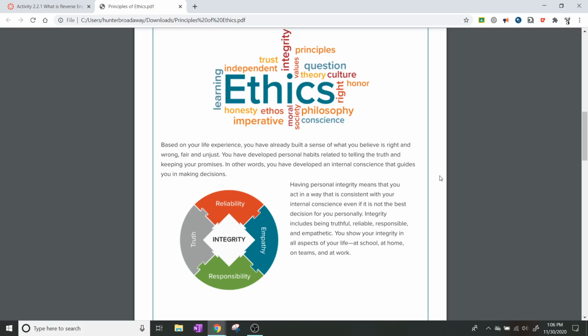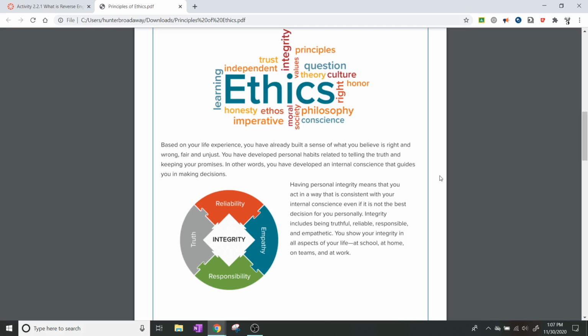All right, so it says in here, based on your life experience, you've already built a sense of what you believe is right and wrong, fair and unjust. You've developed personal habits relating to telling the truth and keeping your promises. In other words, you've developed an internal conscience that guides you in your making of decisions. Having personal integrity means that you act in a way that is consistent with your internal conscience, even if it's not the best decision for you personally.